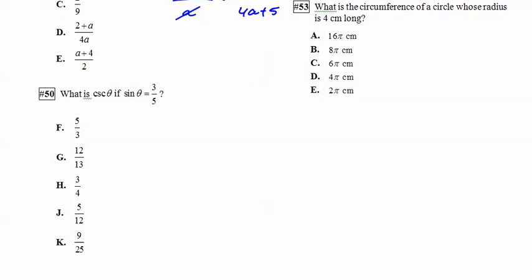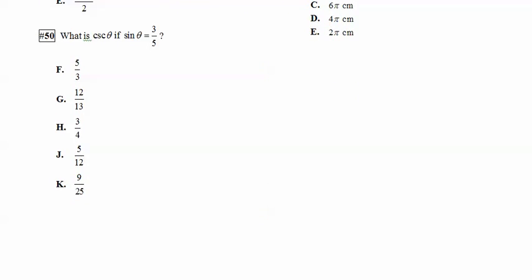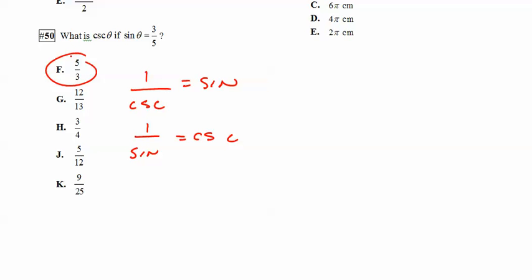Number 50 is one of the easiest questions you'll ever see if you know it. Cosecant is the flip of sine. So either way, you just flip it. So 3/5 becomes 5/3. Done.